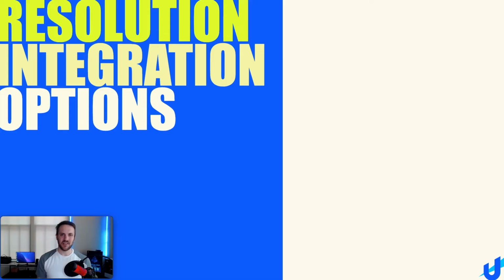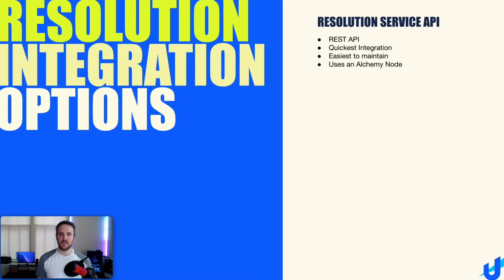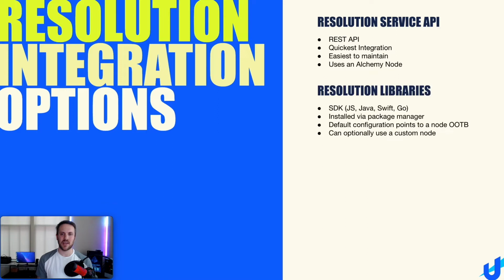So how do you integrate Resolution? Well, we have a few different options for this. Firstly, there's our Resolution Service API. This is a very straightforward REST API. It's definitely the quickest to integrate. It's very easy to maintain. It gives some future-proofing abilities, and this is using an Alchemy node. It's actually an API service hosted by Alchemy.